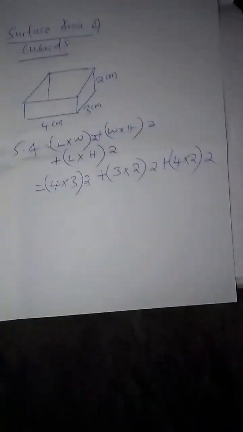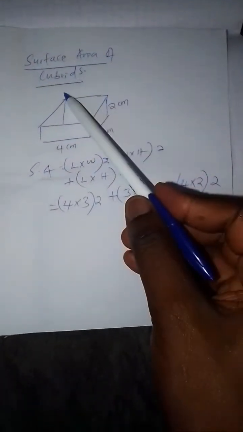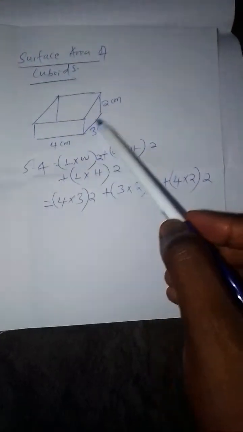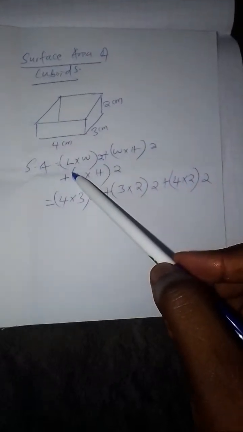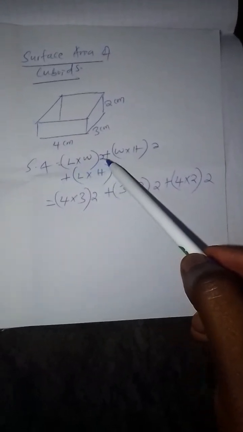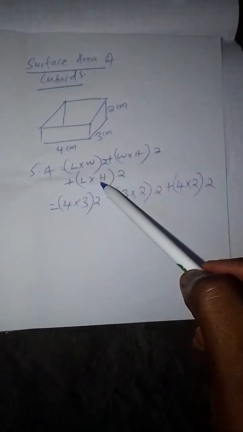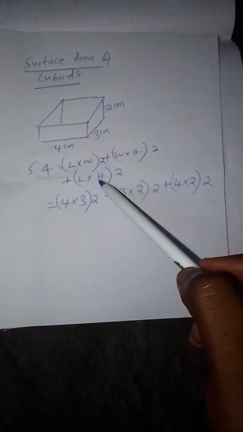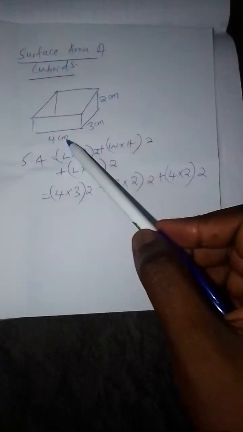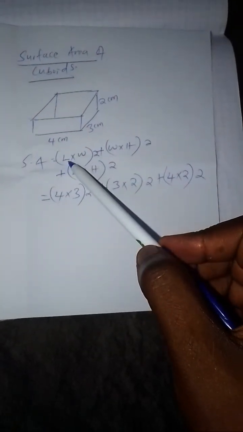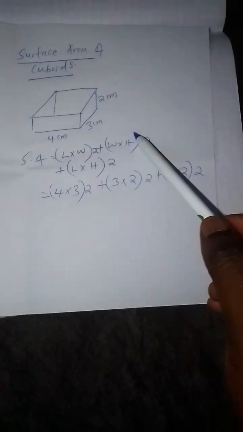For the ones that have just joined us, we are trying to work out the surface area of a cuboid. This one is a cuboid that we've just drawn. So its surface area is the formula that we've given: length times width into bracket 2, plus width times height into bracket 2, plus length times height into bracket 2. So 4 is the length, times width, which is 3, and so on.